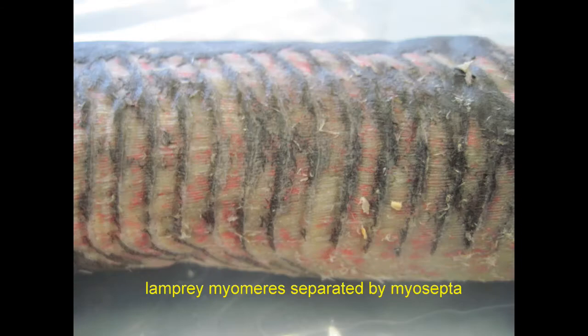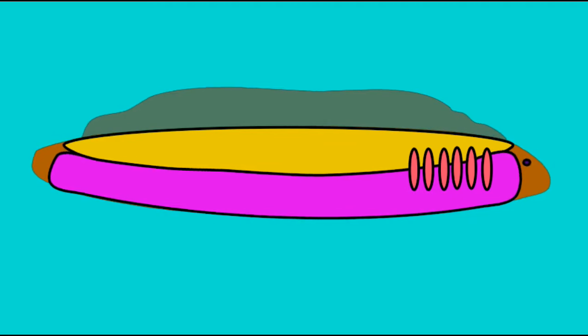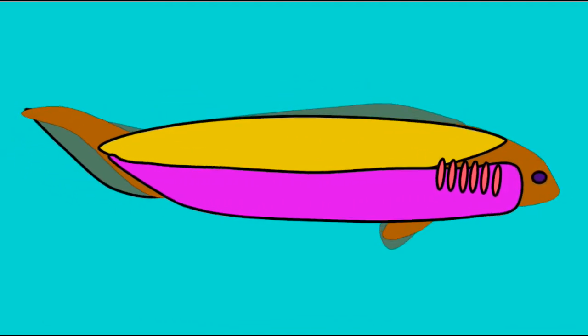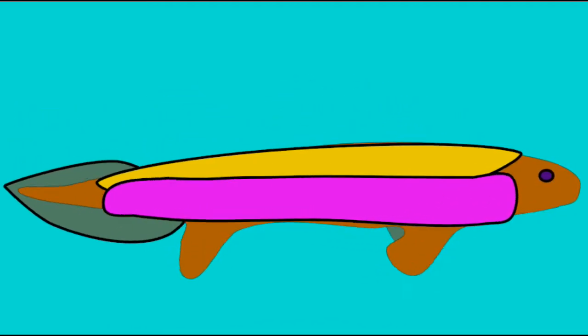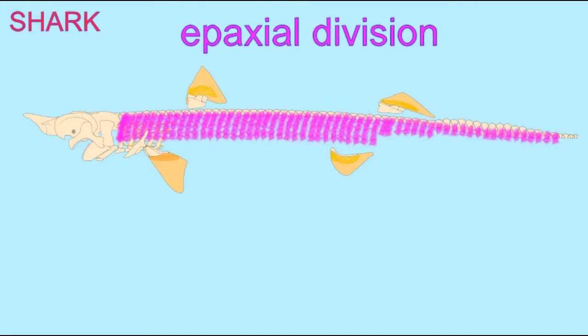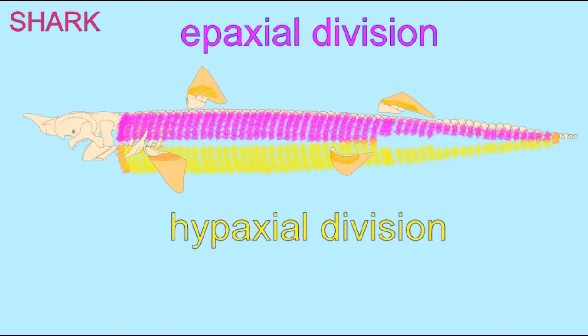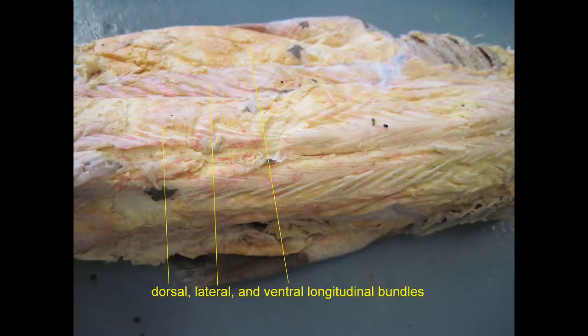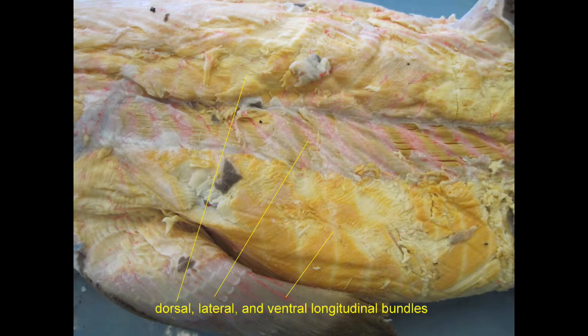In primitive chordates and jawless fish, the muscles along the abdominal wall were split into a series of segmented myotomes separated by connective tissue. And by the jawed vertebrates, such as this shark, these myotomes were then divided into a dorsal or epaxial division and a ventral or hypaxial division.